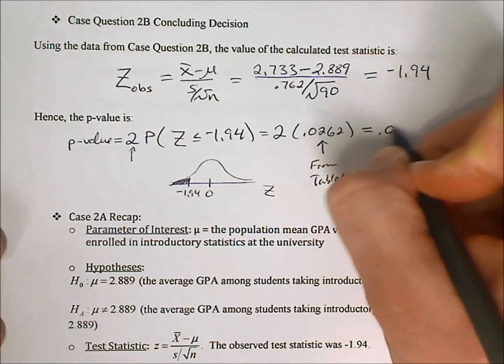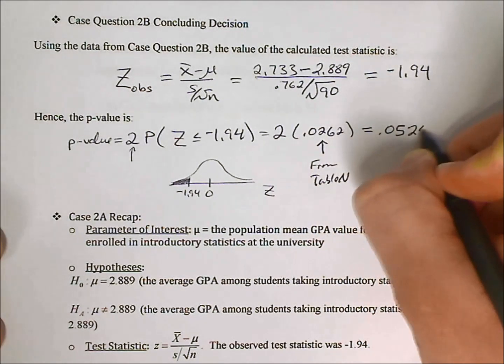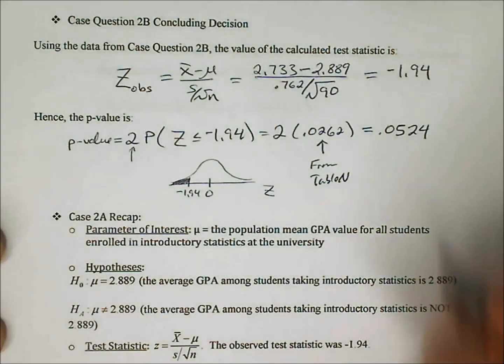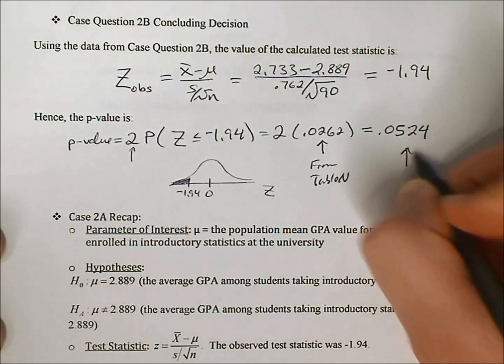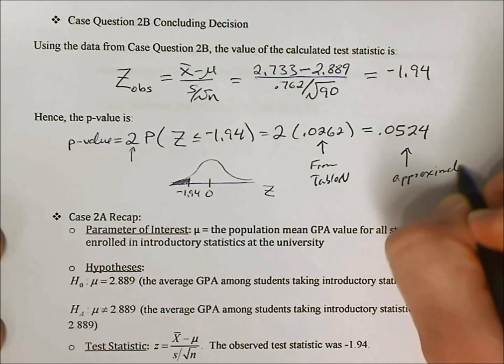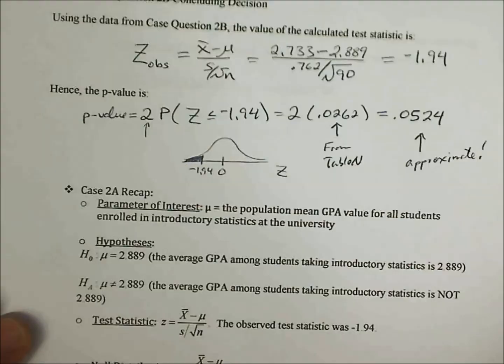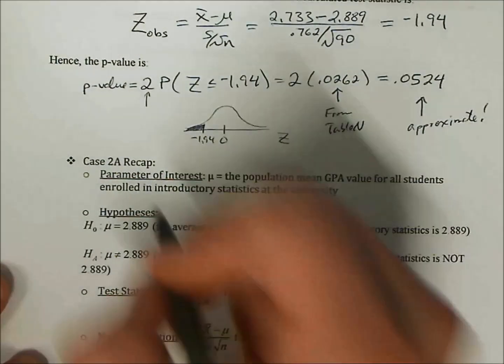So the p-value is 0.0524, or really that's the approximate p-value. All right, but we can feel pretty good about that being close to the actual p-value because our sample size is so large. So to recap what we've done in case, this is not case 2a, right?